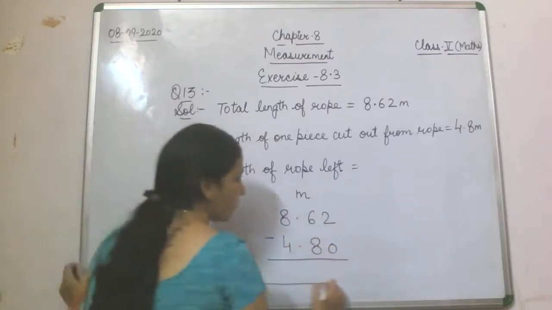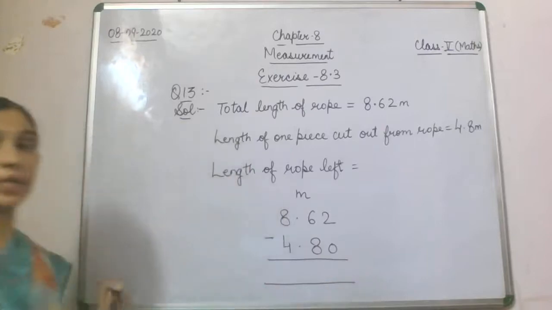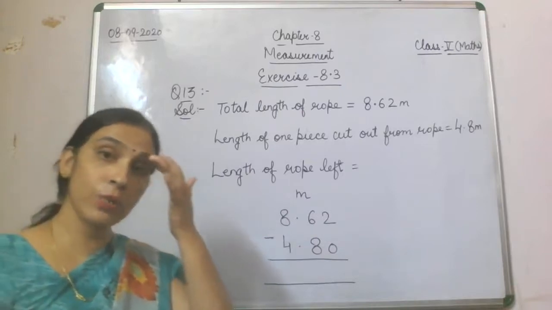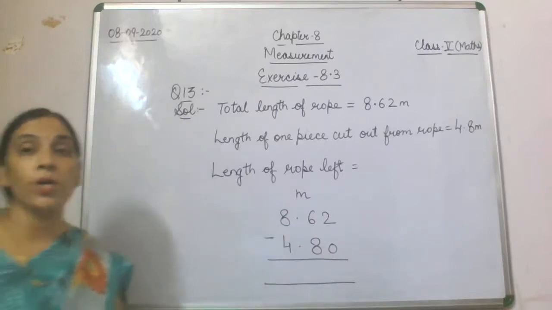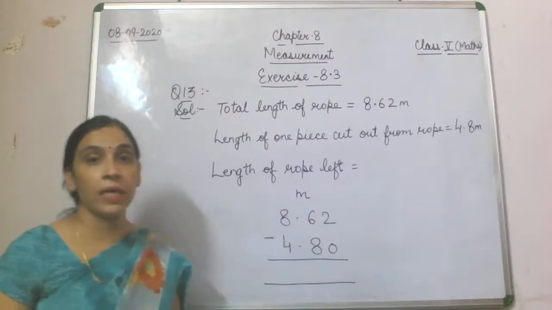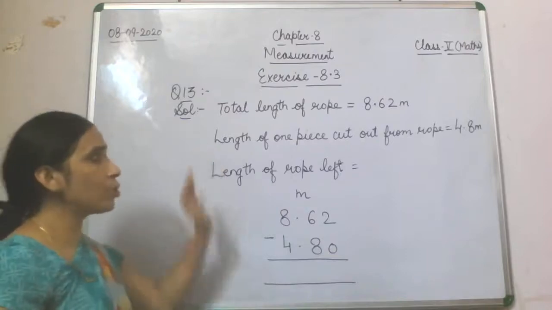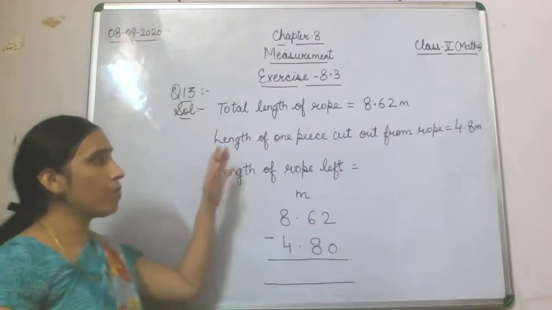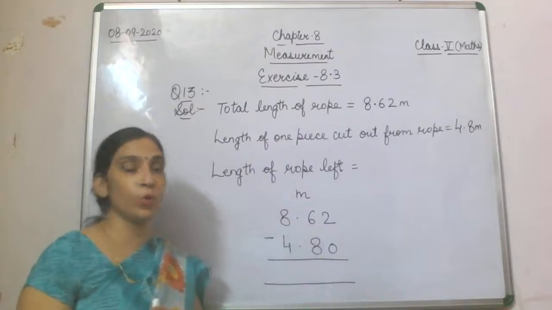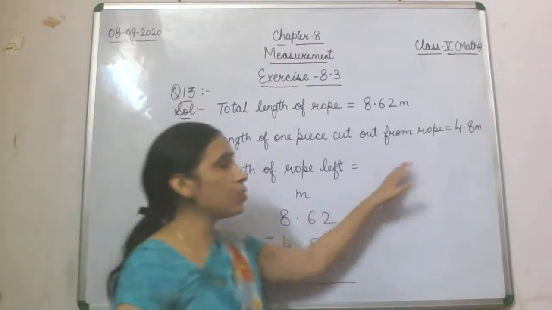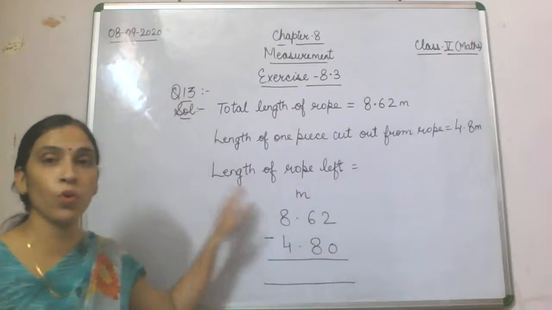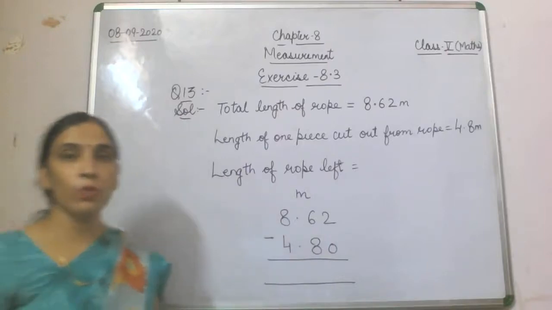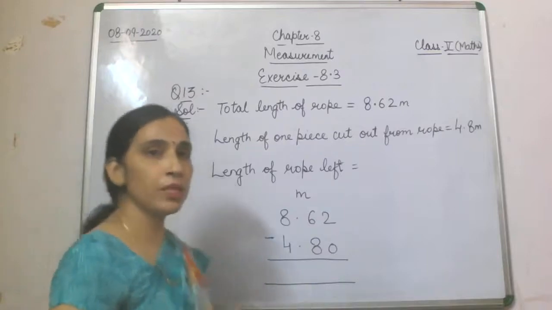Fine. See, the 12th question was related to addition of length, and here this question number 13 is related to subtraction of length. In this question you have been given the total length of a rope, that is 8.62 meter, and the length of one piece which was cut out from that rope, that is 4.8 meter. You are supposed to find the length of rope left. So we'll do the subtraction here.